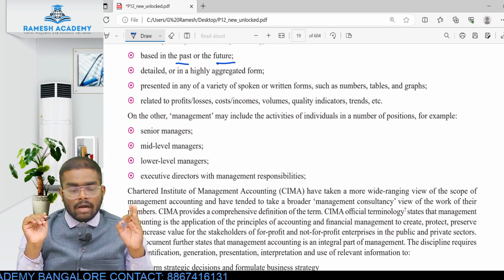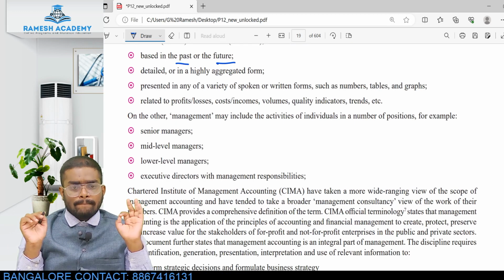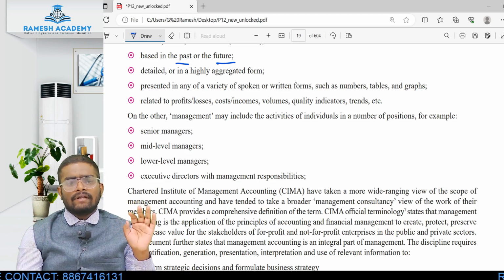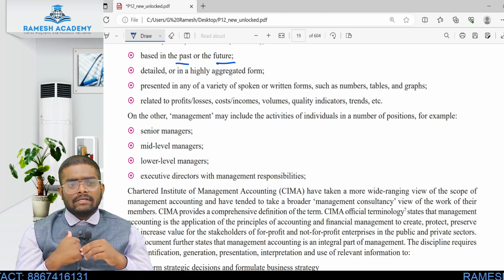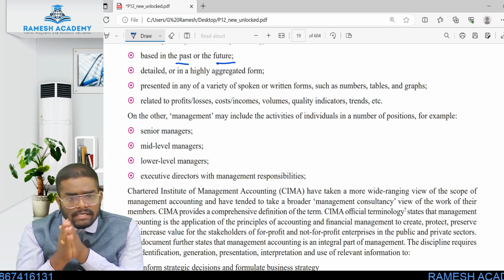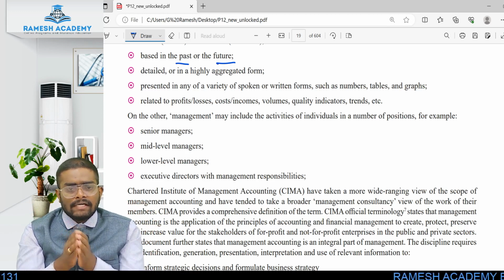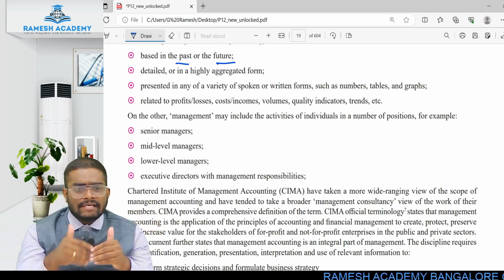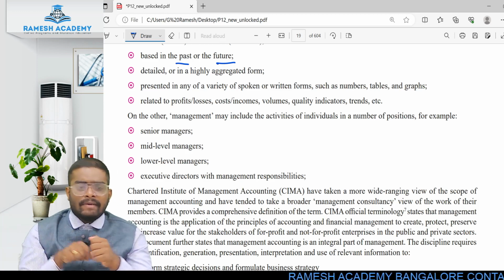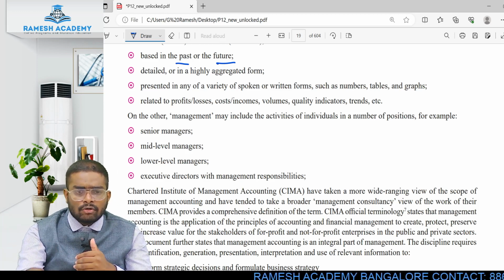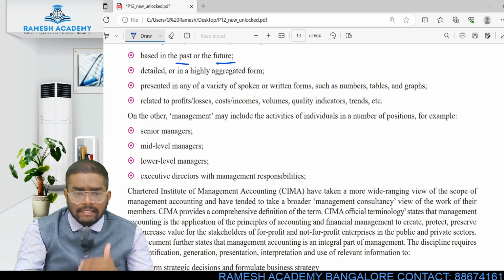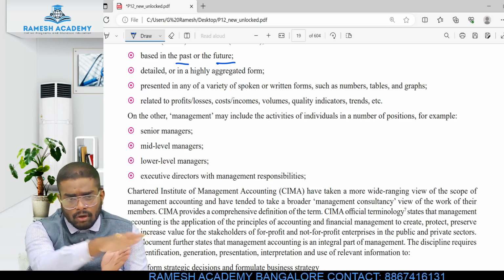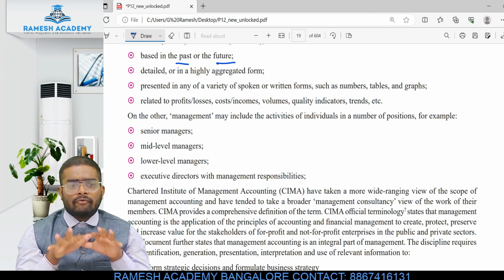So who are the persons included in management? It includes senior managers, mid-level managers, lower level managers and some executive directors. As the word denotes, management will include all the managers. In a particular business, we cannot make a decision ignoring the lower level manager, because he is the ground person who will be executing the things. He will know the problem at a lower level. So that's the reason we have to include all the employees at all levels for decision making.